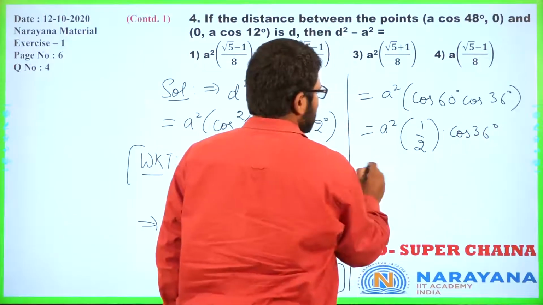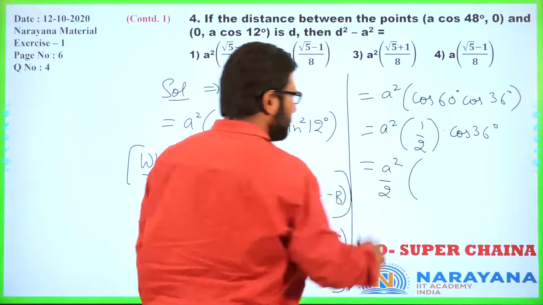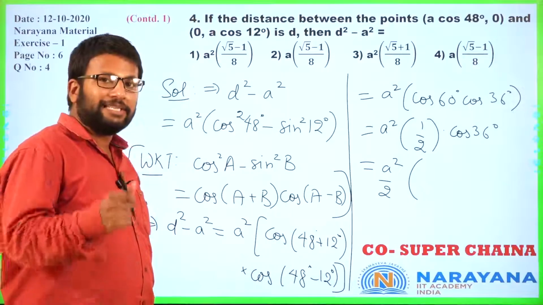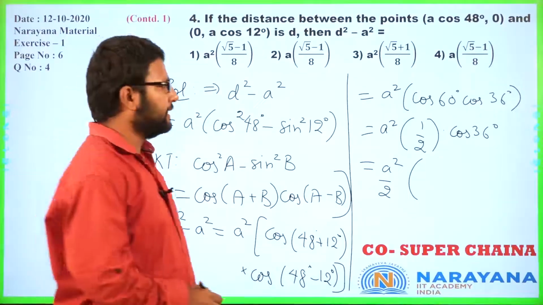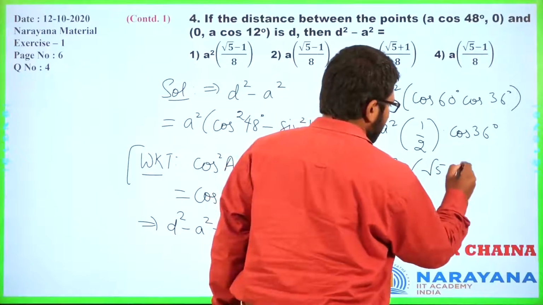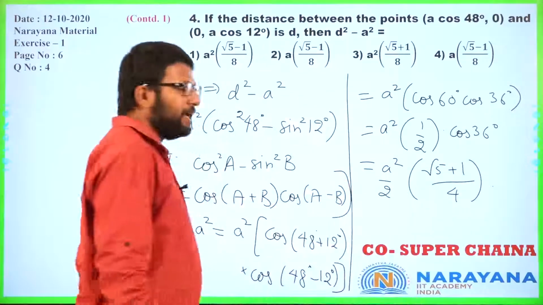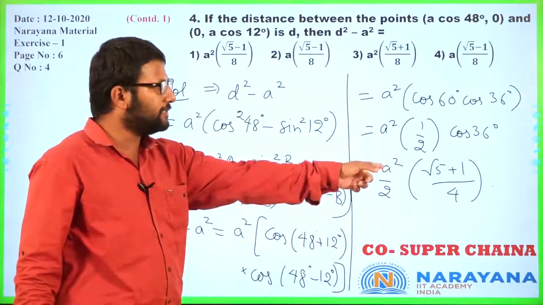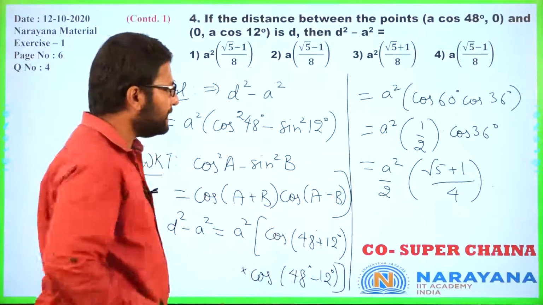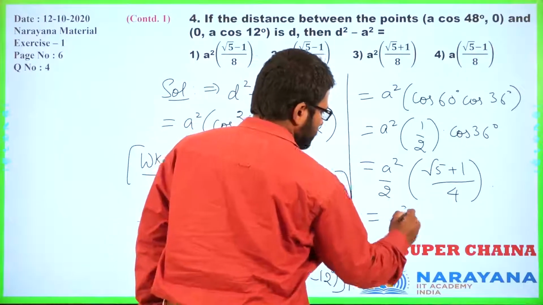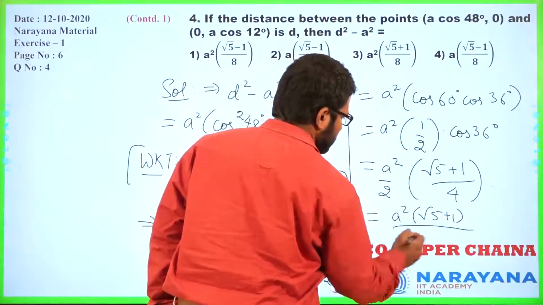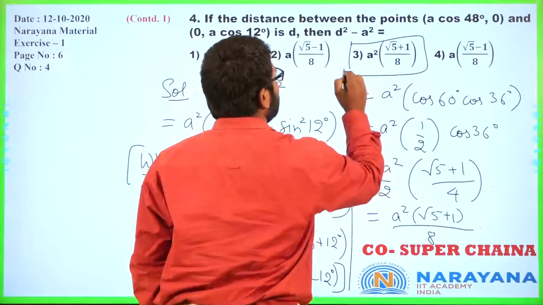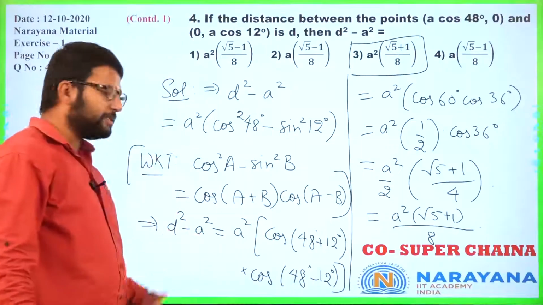But what is cos 36 degrees? Do you recall? Do you remember trigonometry? You made a long derivation for that, for both sin 18 degrees and cos 36 degrees. In sin 18 degrees it was root 5 minus 1 divided by 4. For cos 36 degrees it is root 5 plus 1 divided by 4. Multiply them inside, you have A square into root 5 plus 1 the whole upon 8. So A square into root 5 plus 1 the whole upon 8. That is D square minus A square.